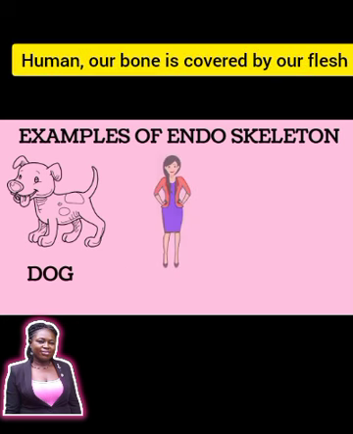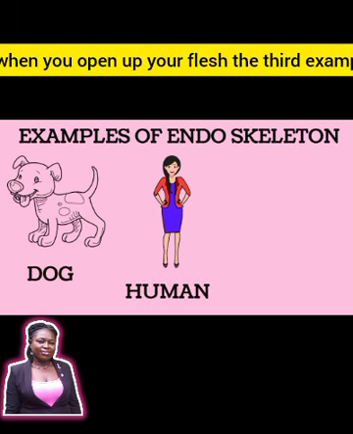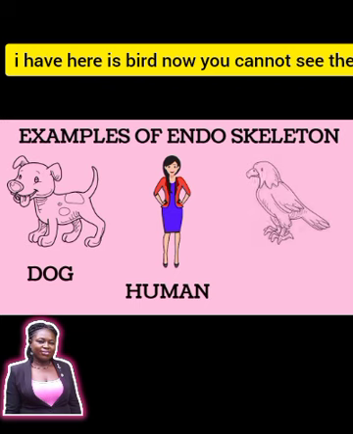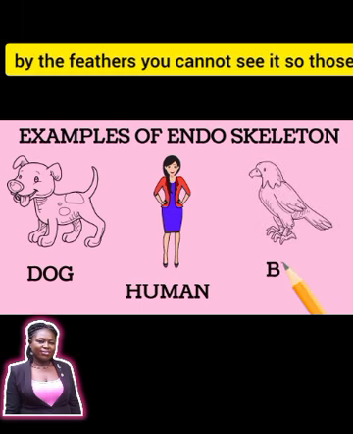Human, our bones are covered by our flesh. You cannot see your bone except when you open up your flesh. The third example I have here is bird. Now you cannot see the bone of the bird. Like I said, it is covered by the feathers. You cannot see it. So those are the three examples.